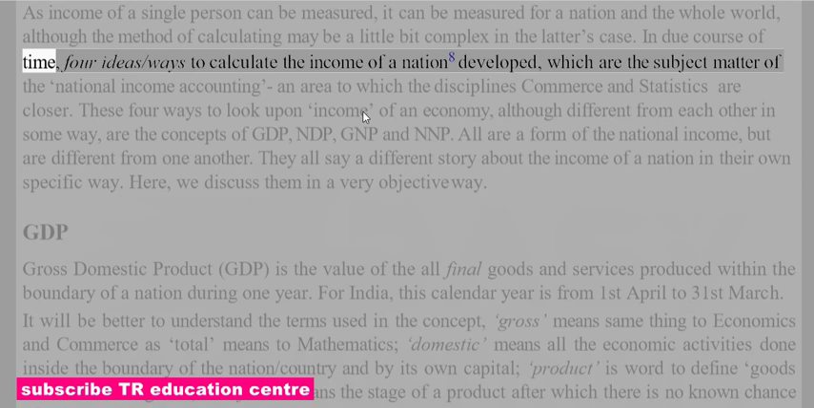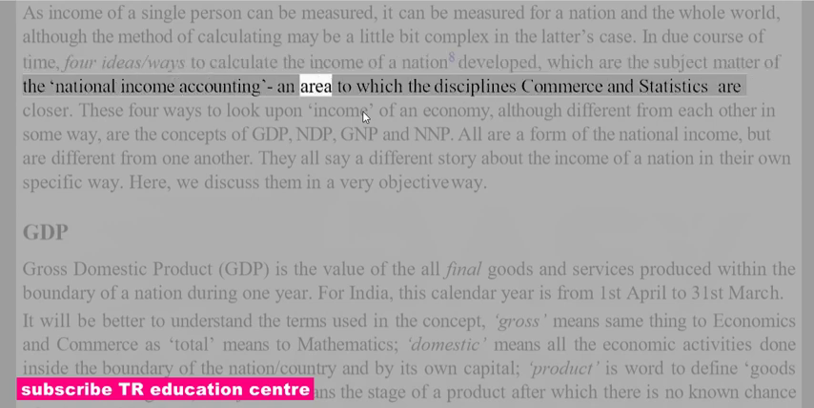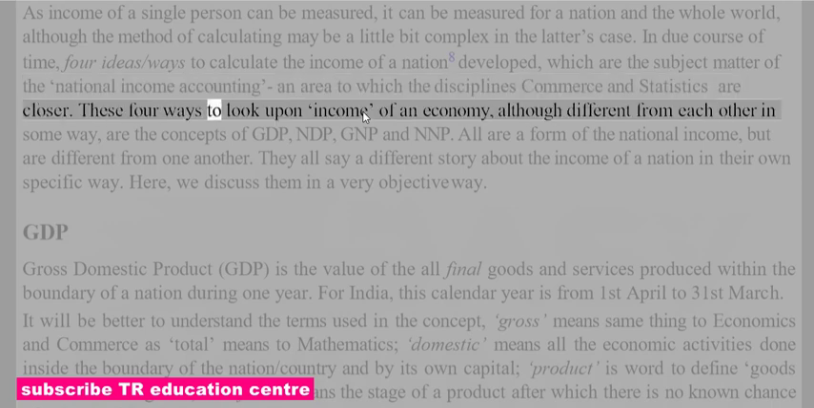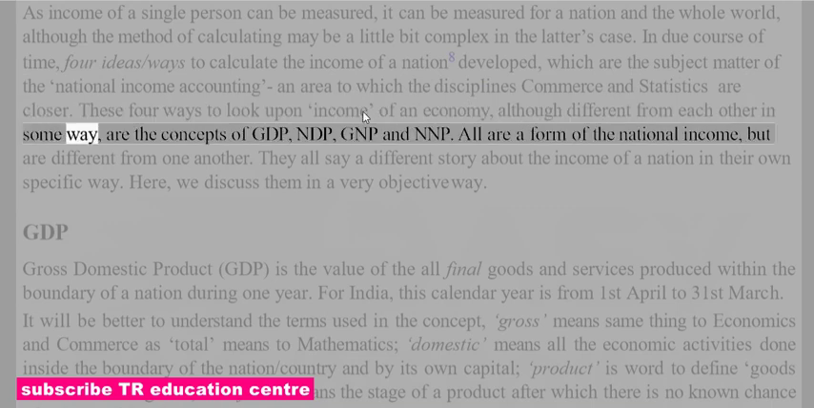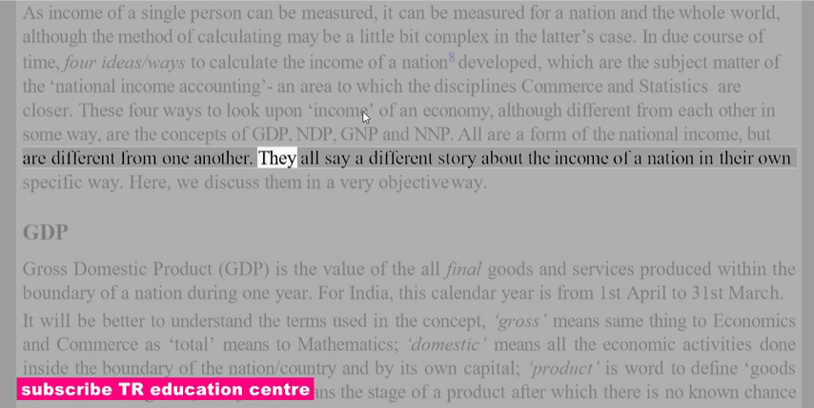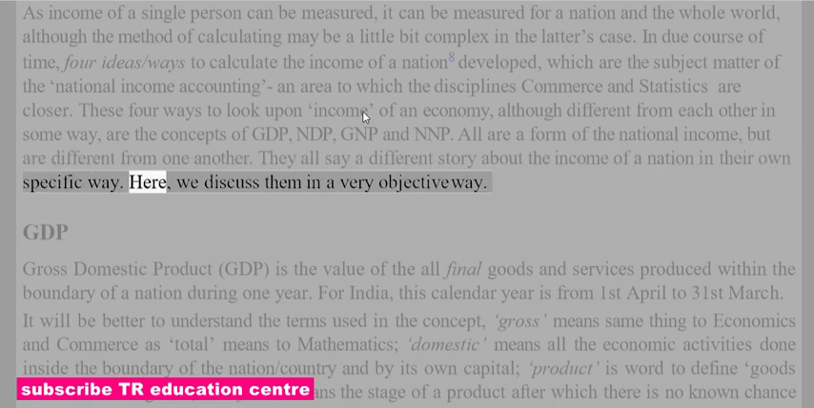In due course of time, four ways to calculate the income of a nation developed, which are the subject matter of national income accounting, an area to which the disciplines of commerce and statistics are closer. These four ways to look upon the income of an economy, although different from each other in some way, are the concepts of GDP, NDP, GNP and NNP. All are a form of national income, but are different from one another. They all tell a different story about the income of a nation in their own specific way. Here, we discuss them in a very objective way.